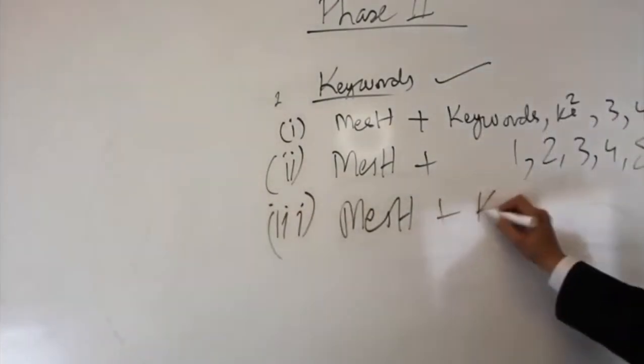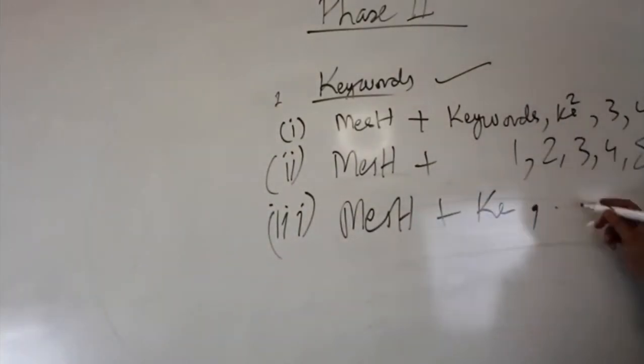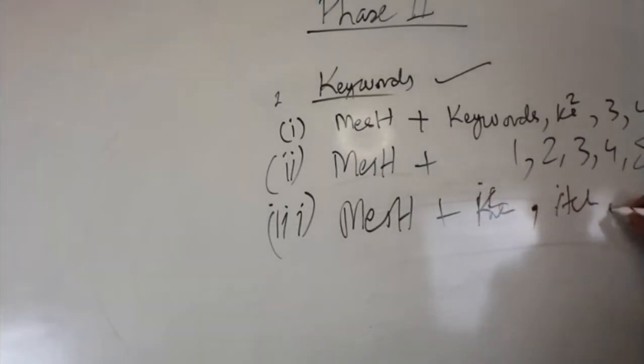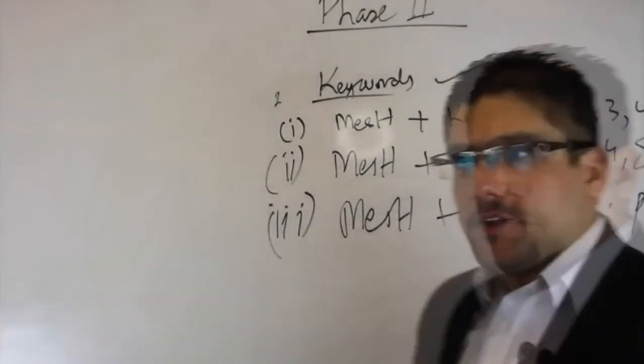Same, keyword 1, we had 3 keywords for this, right? For itching and pruritus. So itching and pruritus. And you have this strategy.